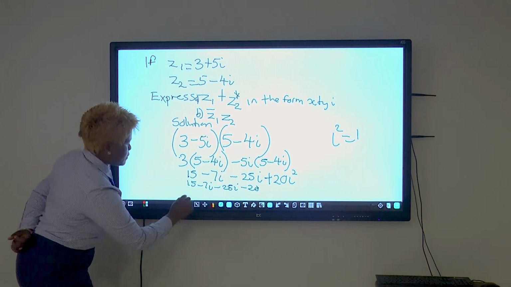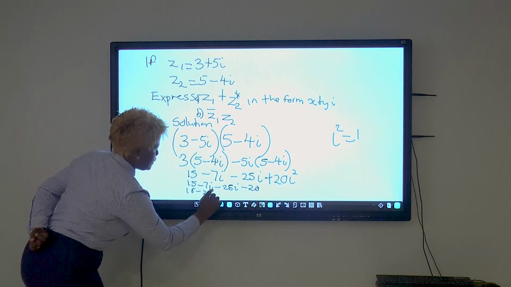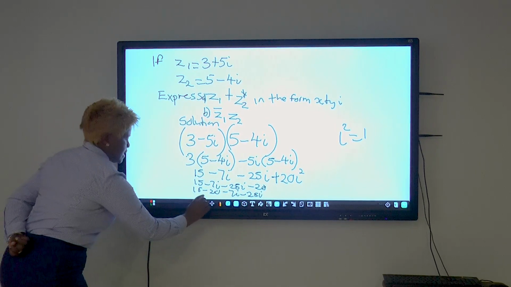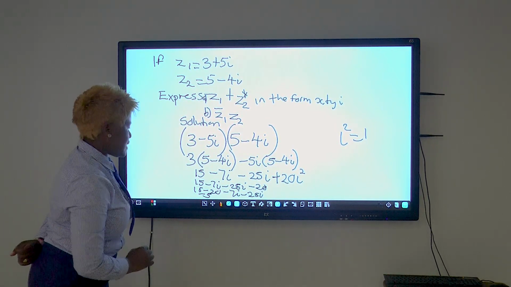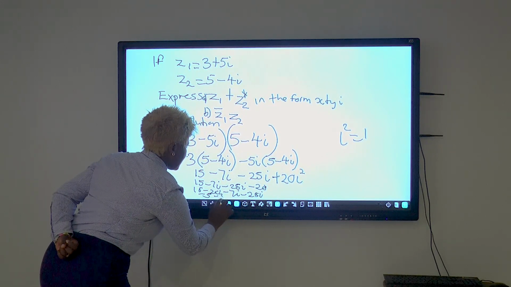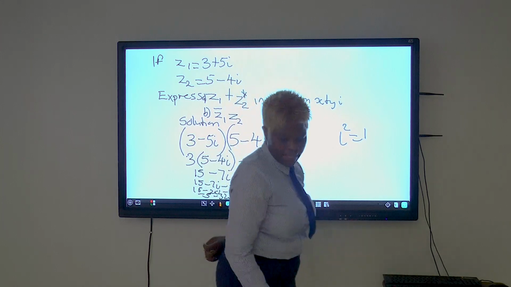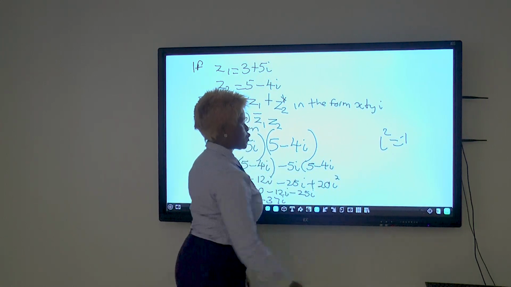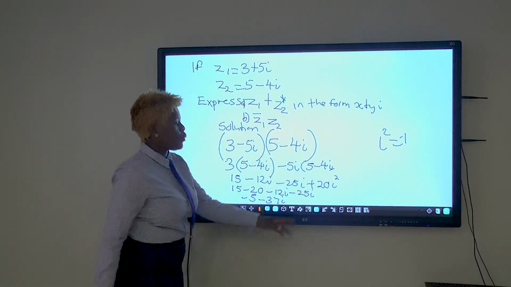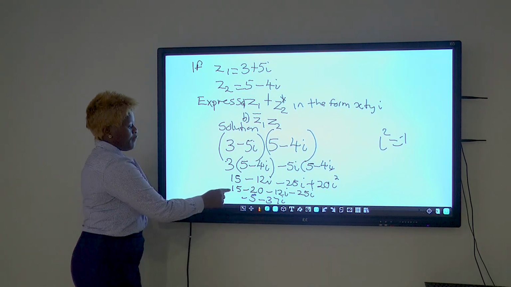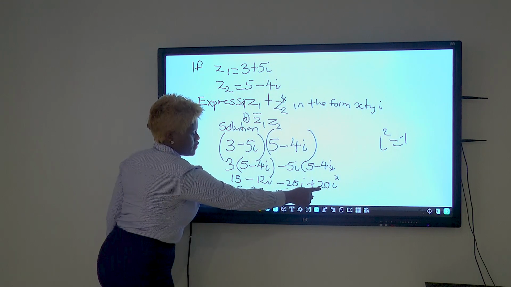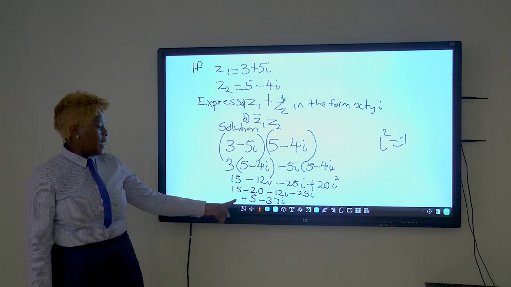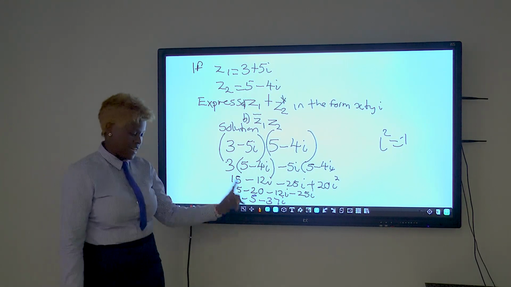We have to group like terms. It will be 15 minus 20 minus 12i minus 25i. 15 minus 20, we get minus 5. Minus 12, minus 25, minus 37i. That's our answer there. When we simplify, we have already been told that i squared is equal to minus 1. So where there is i squared, we put minus 1. Our next step will be 15 minus 20, and from the minus that we have multiplied here, minus 4i minus 25i. And our result will be minus 5 minus 37i.